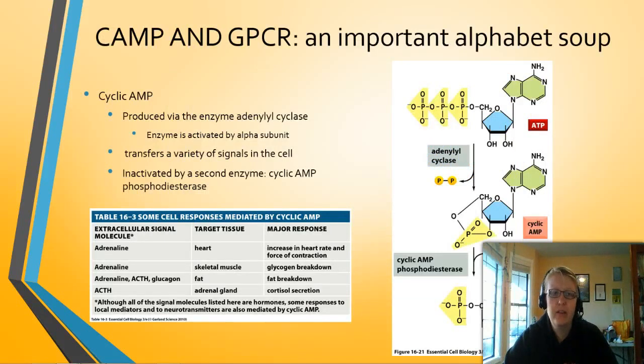All right, the first thing we're going to talk about is cyclic AMP. Sometimes you'll see it abbreviated as cAMP. cAMP is a very important secondary messenger, and it works a lot with GPCRs.